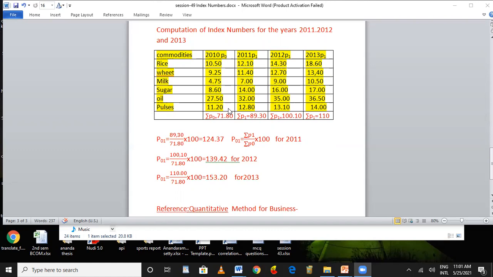But in reality, we have to consider all. The concept has to be understood: we have to consider everything. Here they are ignoring the weights and the quantities. Different consumers will purchase different commodities in different quantities, because price, demand, and many factors will influence them. We have to consider all, but here they have considered only the prices in order to find the index number. So these are the advantages and disadvantages of this method. Thank you.